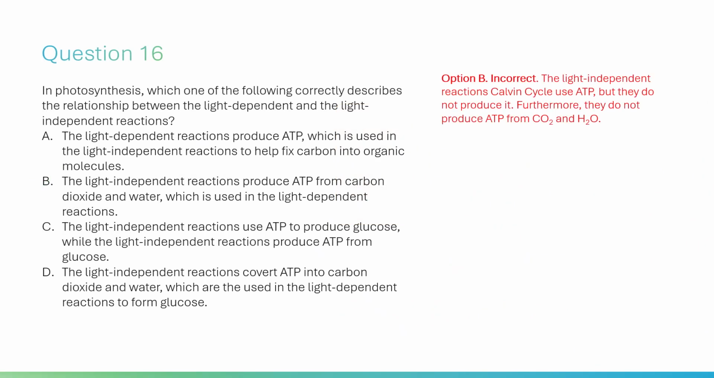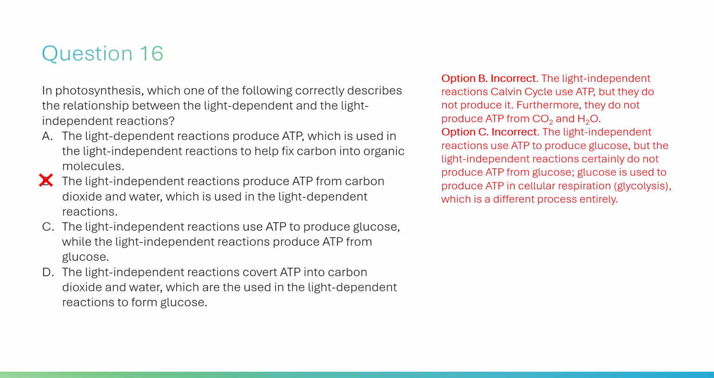Option B, incorrect. The light-independent reactions, the Calvin cycle, use ATP, but they do not produce it. Furthermore, they do not produce ATP from CO2 and H2O. Option C, incorrect. The light-independent reactions use ATP to produce glucose, but they certainly do not produce ATP from glucose.